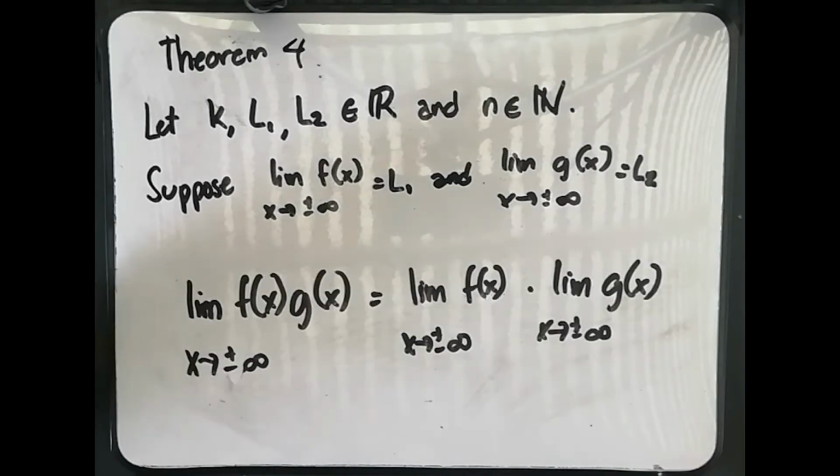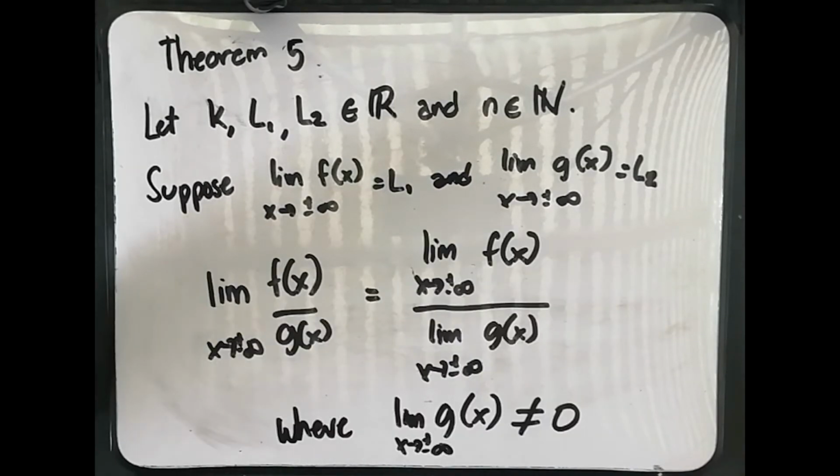Ganon din sa Theorem 4, the limit of a product of two functions as x approaches positive or negative infinity is actually equal to the product of the limits of the individual functions as x approaches positive or negative infinity. So ito, pwede din siya kahit na marami siyang product ng functions. Pwede pa rin yung theorem number 4.